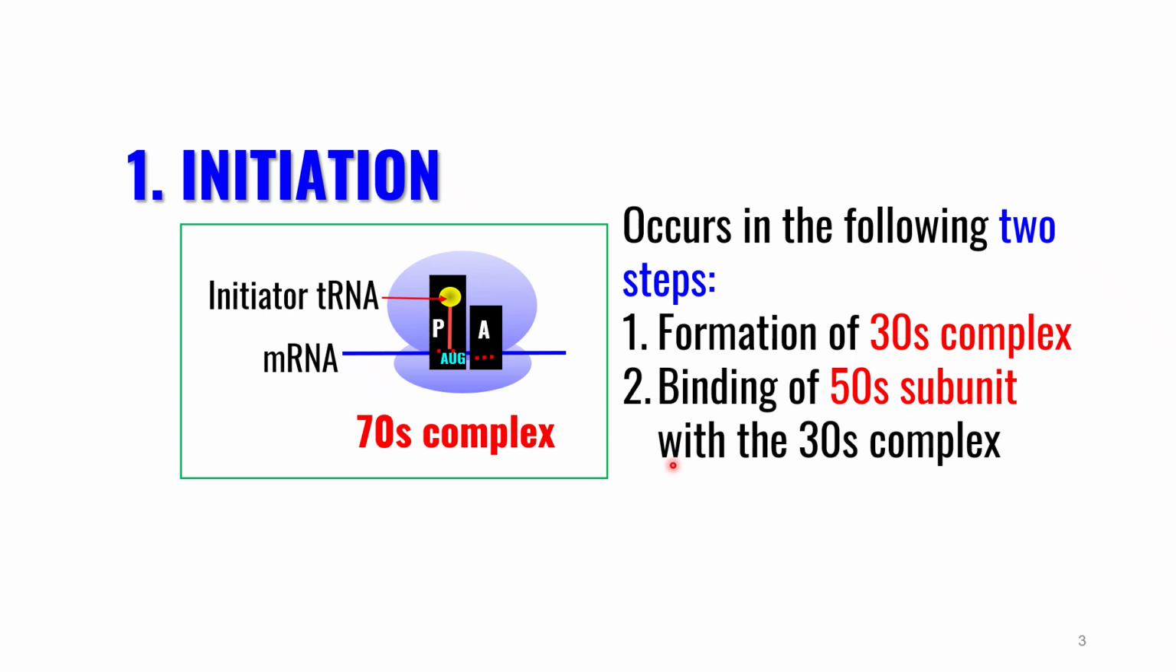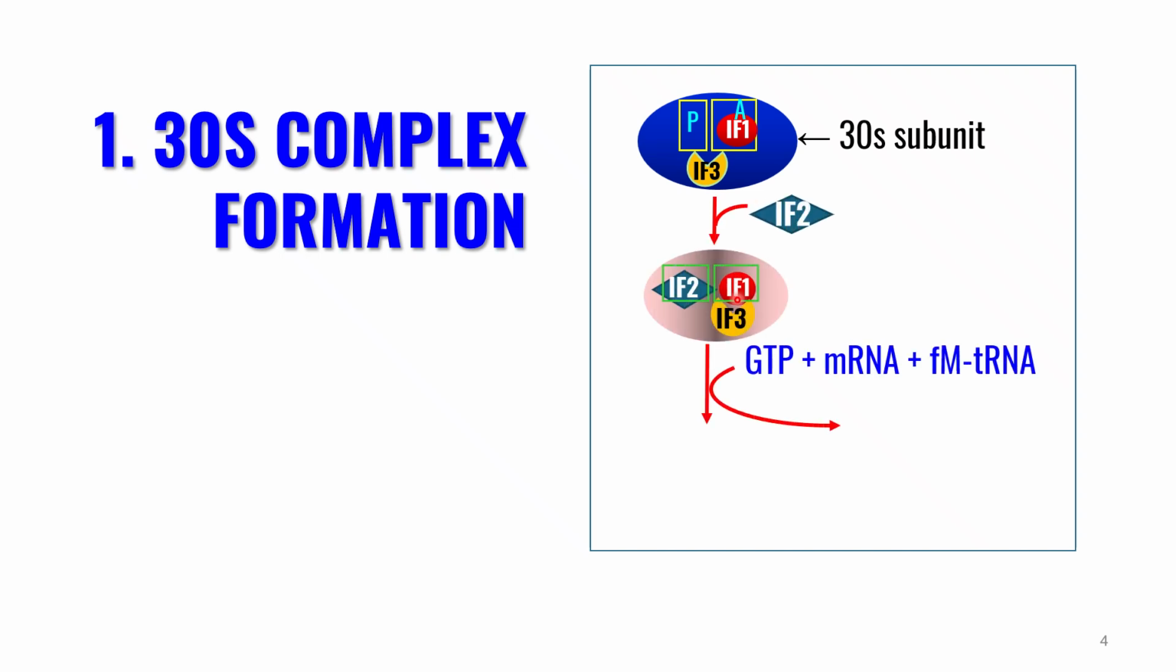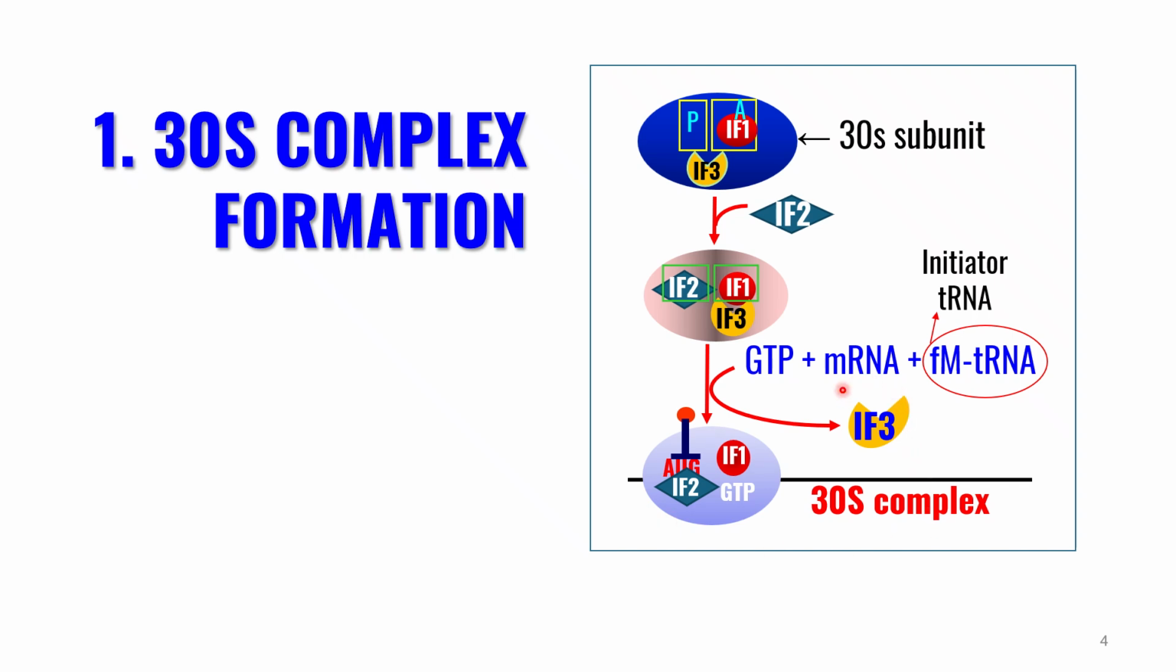So let us discuss first the formation of the 30S complex. When the cell receives the signal for translation, 30S subunits bind with IF2, which recruits the GTP source of energy, messenger RNA, which carries information for a polypeptide chain, and initiator tRNA, which is formylated methionine tRNA. This is the initiator tRNA, which always carries methionine. This is accompanied with the formation of the 30S complex by releasing IF3.